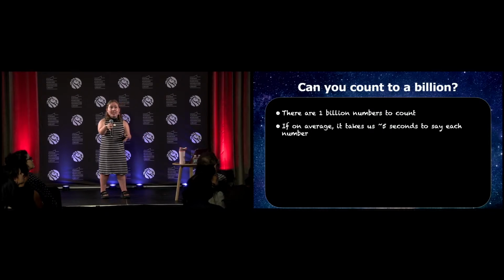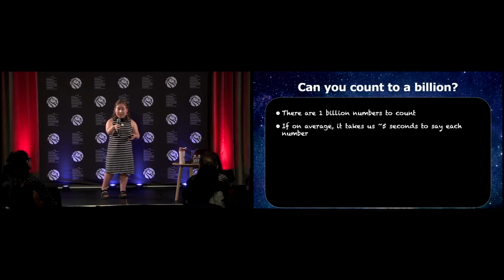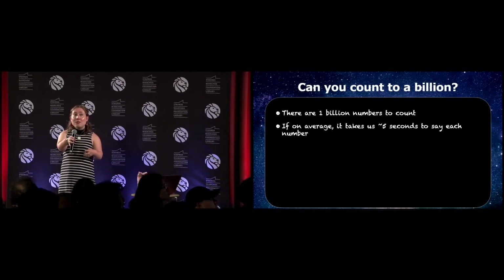The small numbers I can say really fast: 1, 2, 3, 4, 5. The big numbers, 562,324, that takes me longer. There are more big numbers than there are small numbers. So this might even be a fast estimate. That would take me 5 billion seconds.